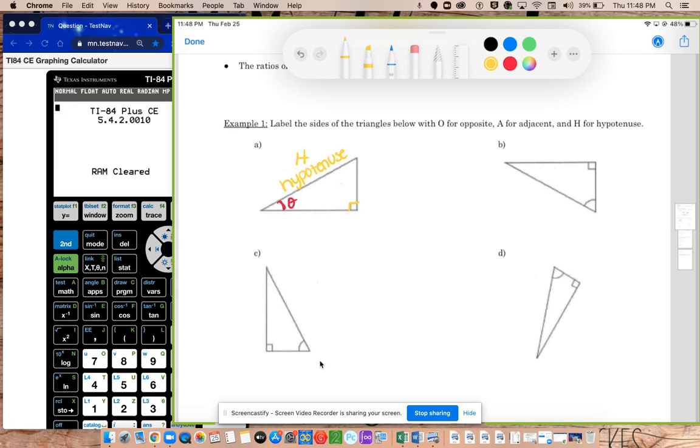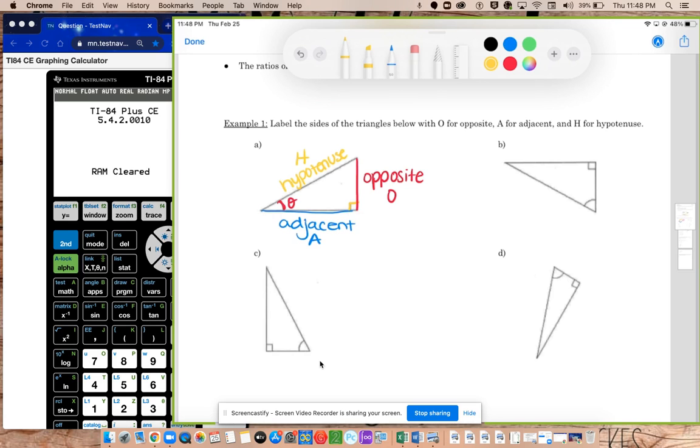Okay. Opposite the angle is going to be, well, opposite. So this side is the opposite side. Or you could just put O. And then last, we have the adjacent side. That's the side next to the angle. Or we could just put A.